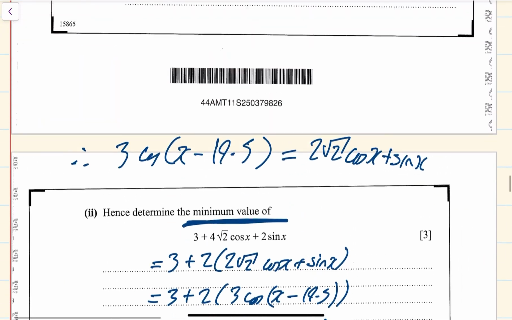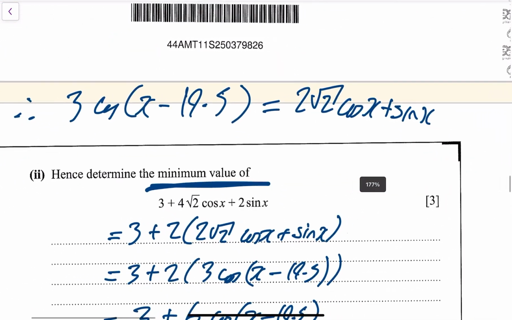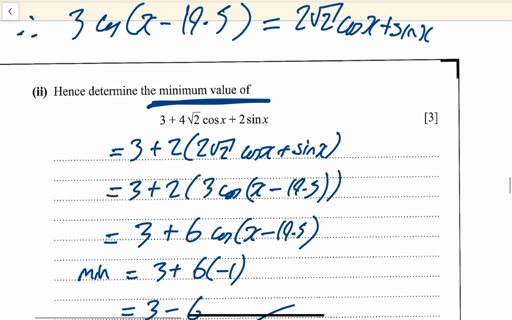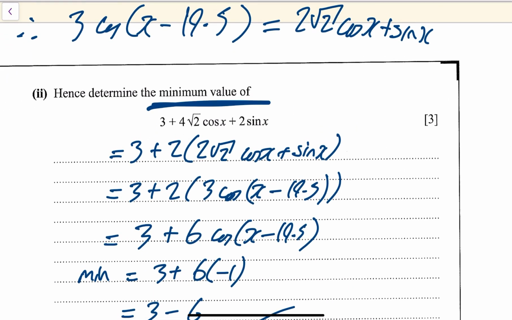We could have said then that 2 root 2 cos x plus sin alpha is the same as 3 cos x upon x minus 19.5. It says, hence determine the minimum value of this thing below. Now it's not quite the same as what they had. It's not quite 2 root 2 cos x plus sin alpha, because it was 4 root 2 cos x plus 2 sin alpha. So really it's 3 plus 2 upon, and then that thing then.